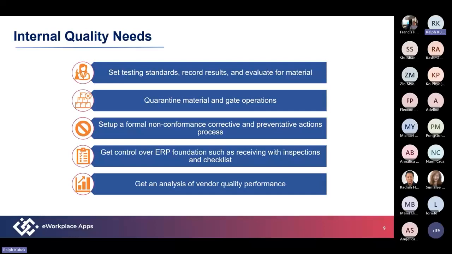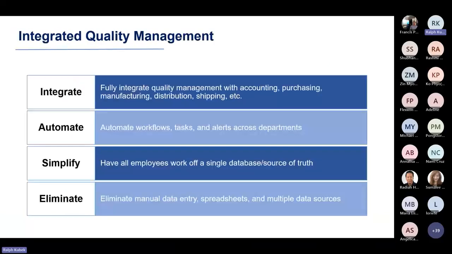When something fails, we need to document it through a non-conformance corrective action process. You'll also see how we could begin to document that standard operating procedures were followed, and we always need to begin to analyze our vendors. Then we move into integrated quality.